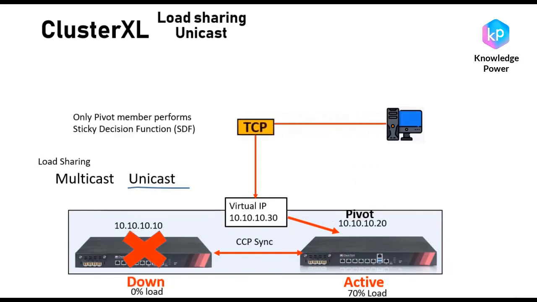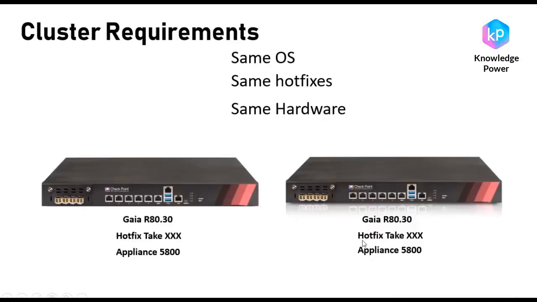All right, our device went down, somebody broke it. This TCP packet is going for 10.10.10.20. And now we change the status. That guy is active and this guy is down. This guy had 70% of the load, but it will be handling 100% of the traffic.